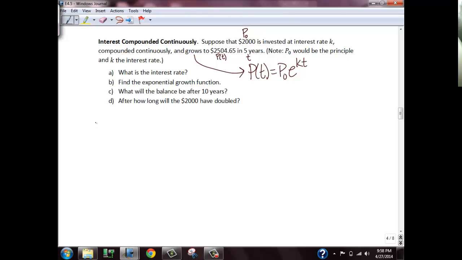What is my interest rate? So for part A, I'm just taking all those pieces I know and plugging them into this function. So my ending amount is 2504.65. I set that equal to my initial amount, which is 2,000, times e raised to the k, which we don't know, times t, which we do know is 5. And now I need to solve for k. So I need to get my exponential base isolated. So I go ahead and divide off the 2,000.